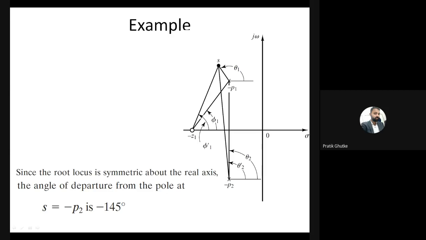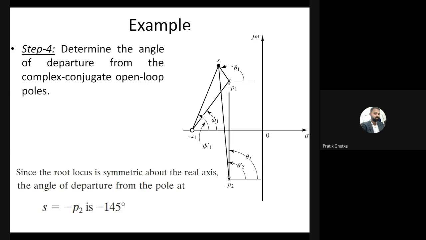They have calculated the angle of departure in our numerical with the same procedure. In the first case it will be plus 145, and in the second case it will be minus 145. On the complex conjugate pole, from the above side I will mark plus 145 degrees, and from the bottom side, that is minus p2, I will mark minus 145 degrees. With that angle, the root locus will go and meet at the imaginary axis. So step 4: calculate the angle of departure from the complex conjugate open loop pole.